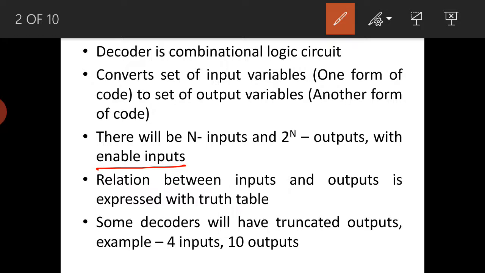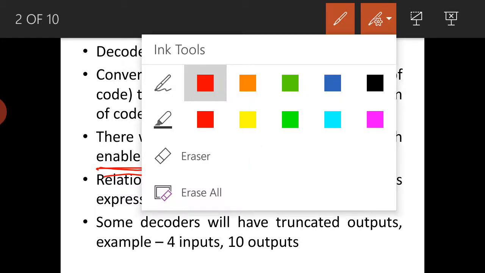Enable is required because for any device, IC, or equipment, one enable input will be there. Whenever this enable input is active, the device or circuit will work. If the enable input is disabled, then whatever inputs you give, the circuit will not work. So this enable input we call the control signal.